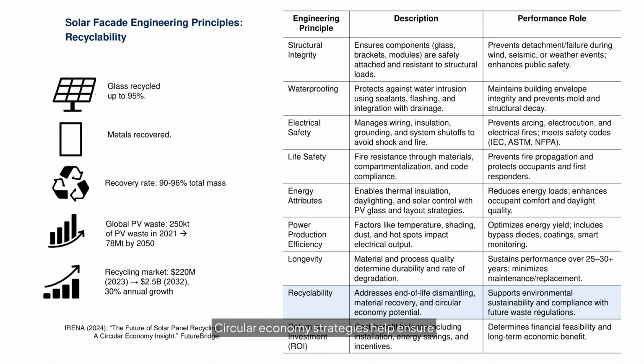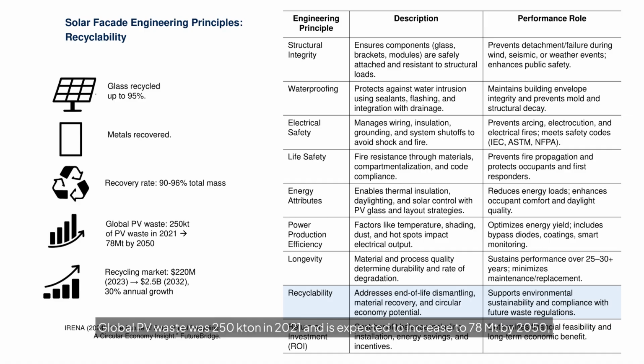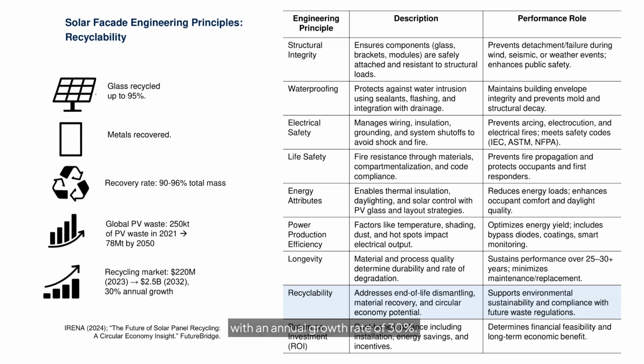Circular economy strategies help ensure that BIPV systems remain a clean and sustainable energy source. Compliance with future recycling regulations, along with financial incentives, will support circular economy practice. Current recycling techniques allow up to 95% of solar panel materials to be recycled. Global PV waste was 250 kilotons in 2021 and is expected to increase to 78 megatons by 2050, with an annual growth rate of 30%.